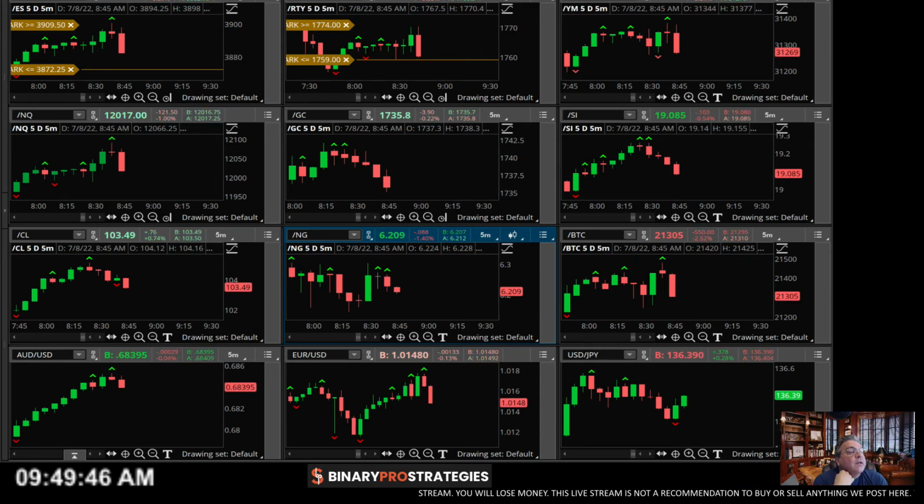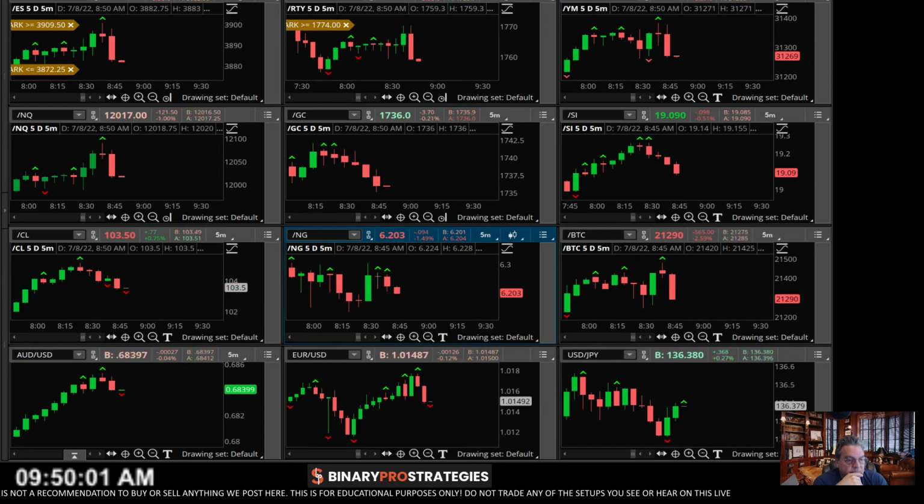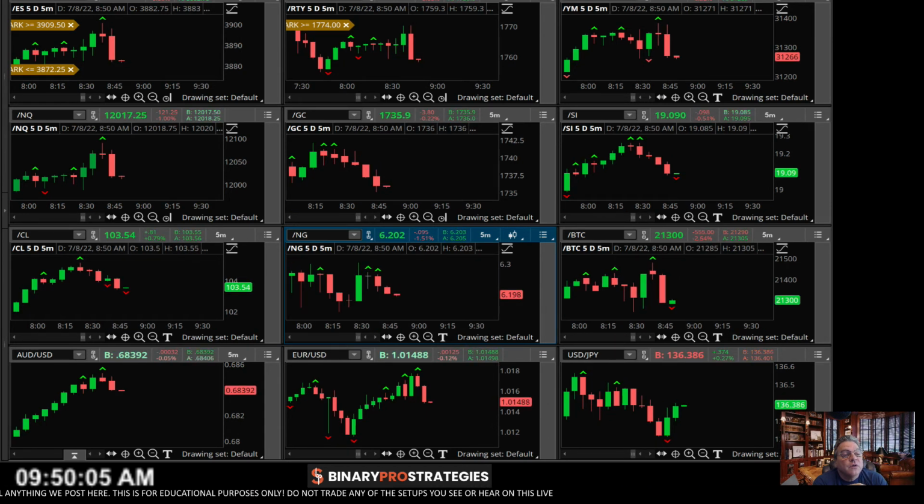Watching for a mini Dow possible HF2 short coming in. Possible short coming in, HF2 short on the mini NASDAQ. Still long ES, still long RTY, possible reversal on RTY. Reverse sell. Okay, reverse short on RTY.